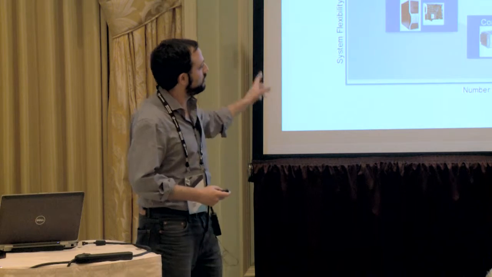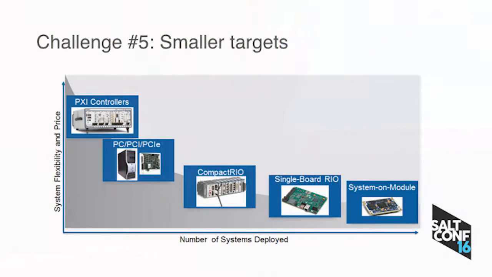So this is the way our stuff looks. These are our high-end controllers. They're called PXI. They're based on PCI Express. CompactRIO, these are our smaller RAW targets. These are the modules that you just swap if you want different types of measurements or signal conditioning. Going down, we have single-board RIO and then system on a module.